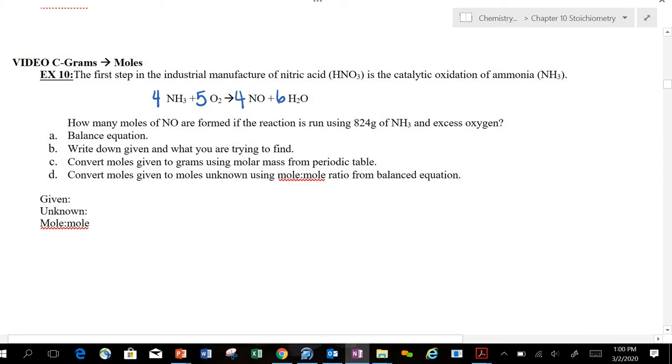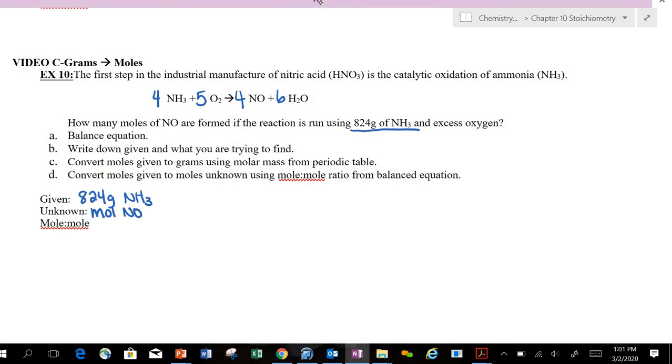So in this problem, it tells us that we have 824 grams of NH3. So our given is 824 grams of ammonia. And it's asking how many moles of NO, or nitrogen monoxide, are formed. So our unknown is going to be moles of nitrogen monoxide. So if we are putting in 824 grams of ammonia, how much nitrogen monoxide are we going to make?